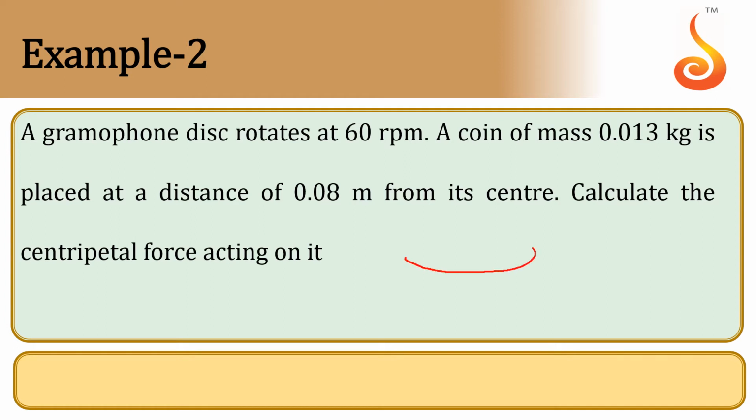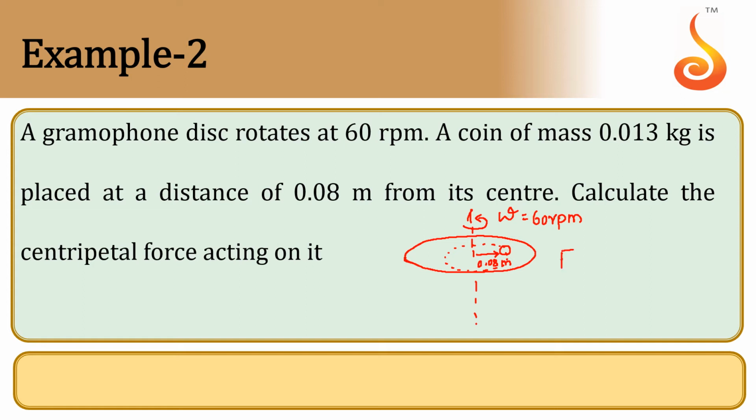So there was a disc which is rotating about this axis with an angular speed of 60 rpm, 60 revolutions per minute, and there was a coin which is placed on the disc and which is stuck to it and which is 0.08 meters far from the center. So the coin also rotates along with the gramophone disc. So we need to know what is the centripetal force acting on it.